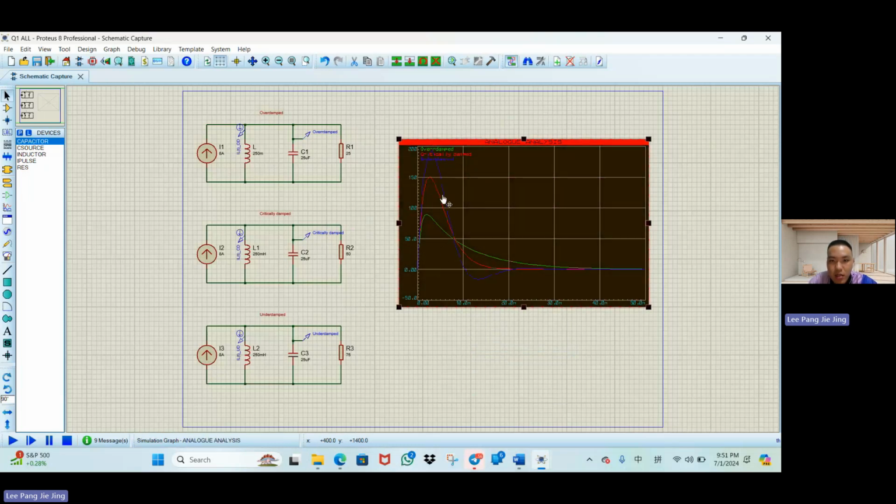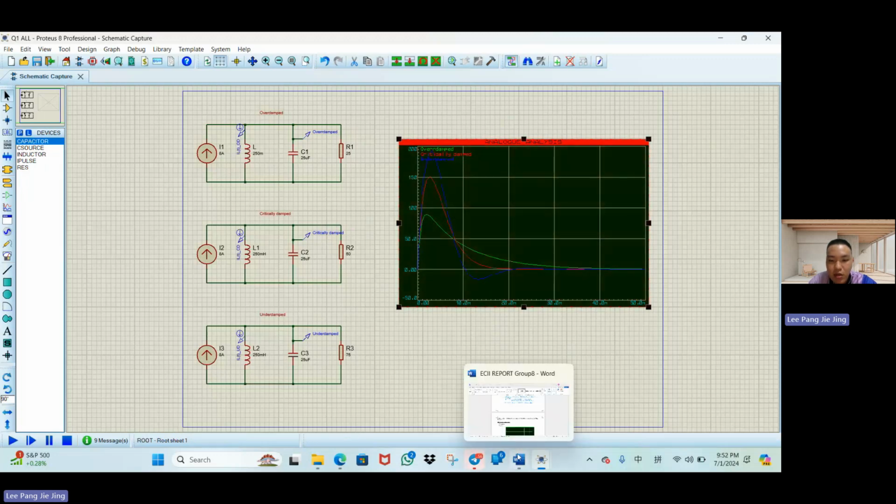The first one is the blue line, which is the underdamped response. The underdamped response oscillates before reaching the steady state. The red line is the critically damped. The critically damped response has no oscillation and is the fastest of the three in reaching the steady state. The last one is the overdamped, which also has no oscillation before reaching the steady state. According to speed, the first is the critically damped, the second is the underdamped, and the last is the overdamped.